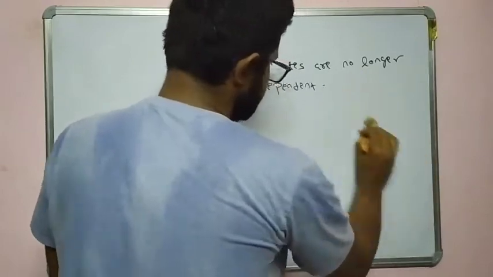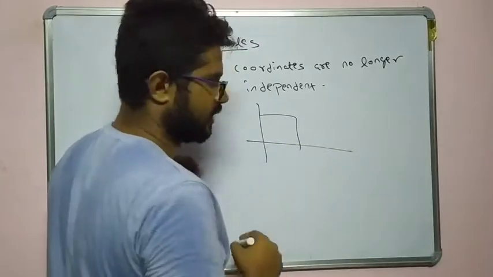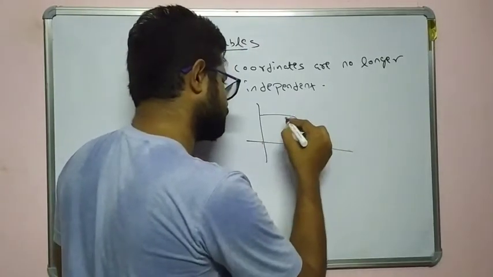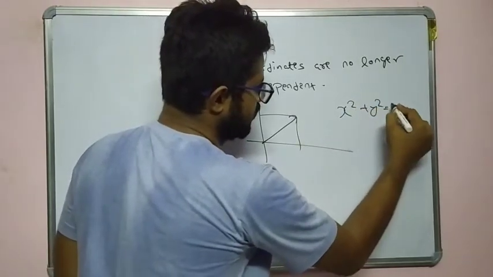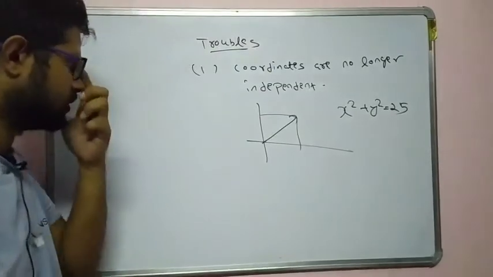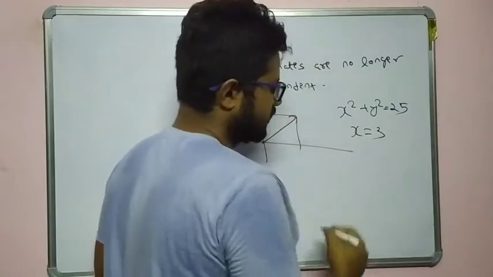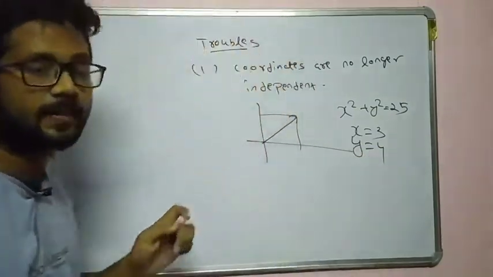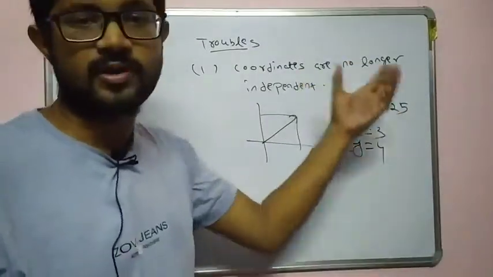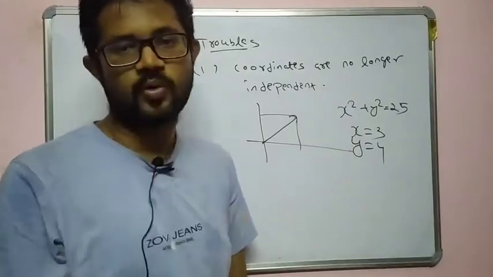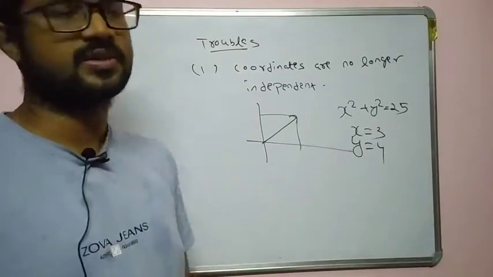Another very simple example: suppose a particle is moving on a circle such that x squared plus y squared is equal to 25. What do you think of this equation? If you take x equal to 3, then y will be 4. That is mandatory. The moment you fix x, y is fixed, so it is no longer independent.